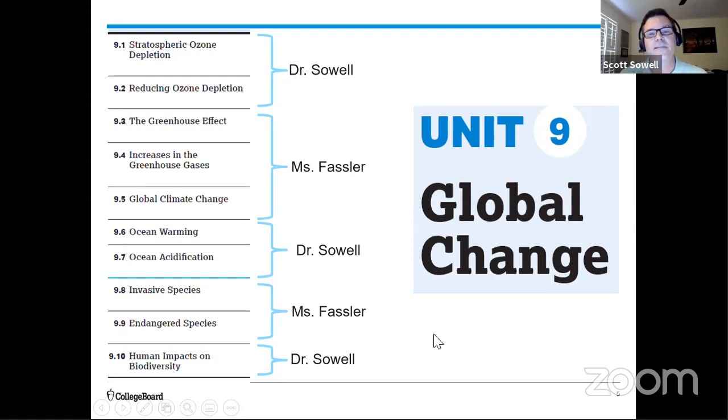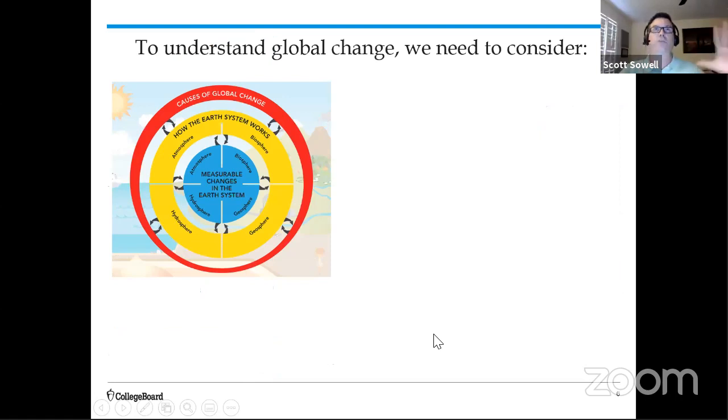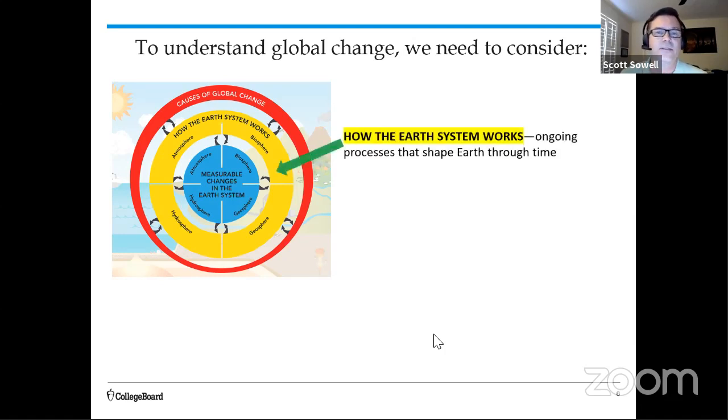So thinking about system thinking and global change, we need to consider a few things in particular. And I like to use this framework. It's called Understanding Global Change, and it's a resource from HHMI Biointeractive, and I will display the link for that in just a little bit. But in order to understand these big global change ideas in this unit, the first thing we need to understand is how those systems work.